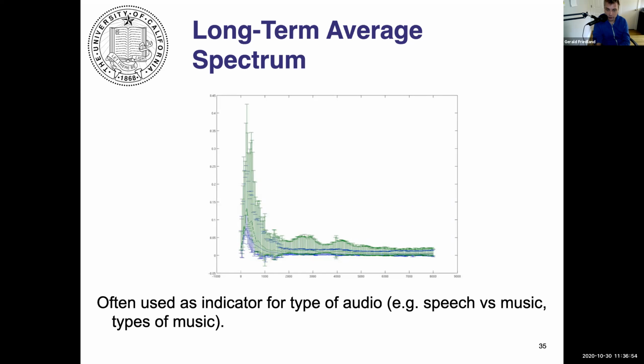And if you look at the signal, you right there see that's pretty much speech. And if it was more on the higher frequencies, it could be a symphony concert, right? So that helps you distinguish types of audio. Again, speech versus music or types of music.